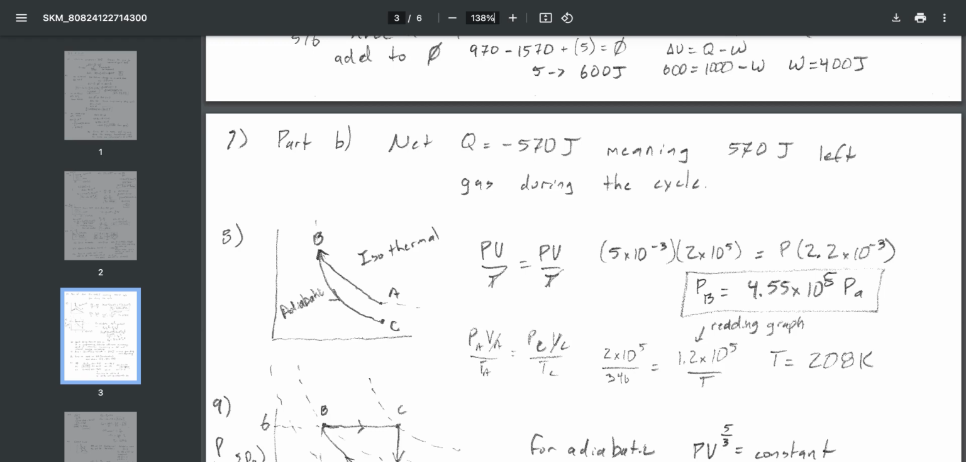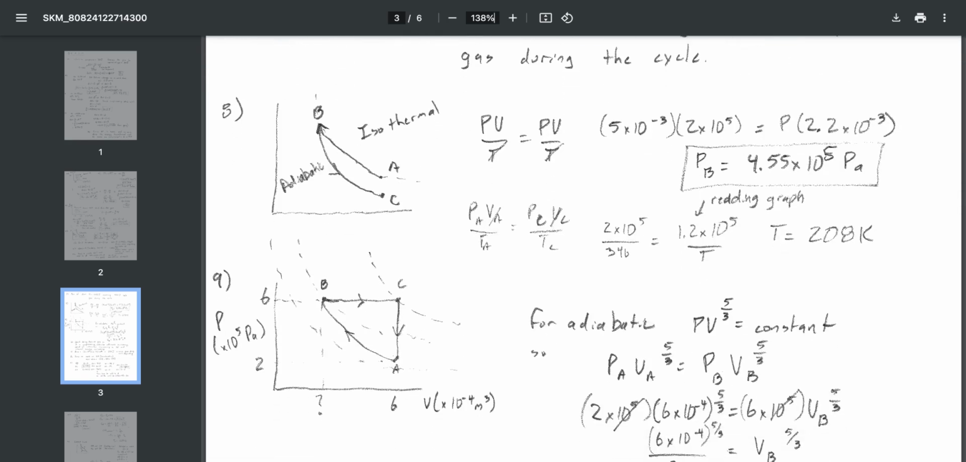For part B, the temperature at C, in this case, I actually read the graph. If there's another way to do this, please let me know. I just looked at the graph because at point C, it was clearly at the same volume, and it looked like about 1.2. So my answer is a little bit off in the book, and sorry, I got a little lazy on this one. There might be a better way to figure this out a little more precisely other than reading the graph.